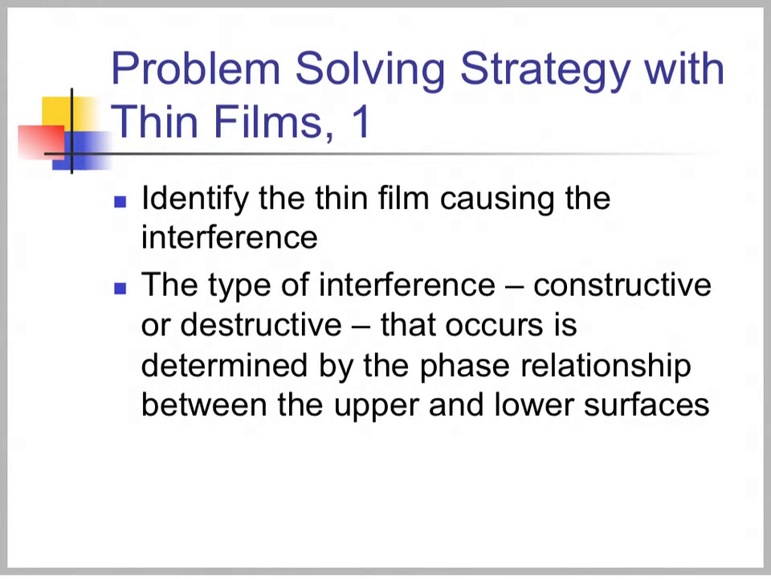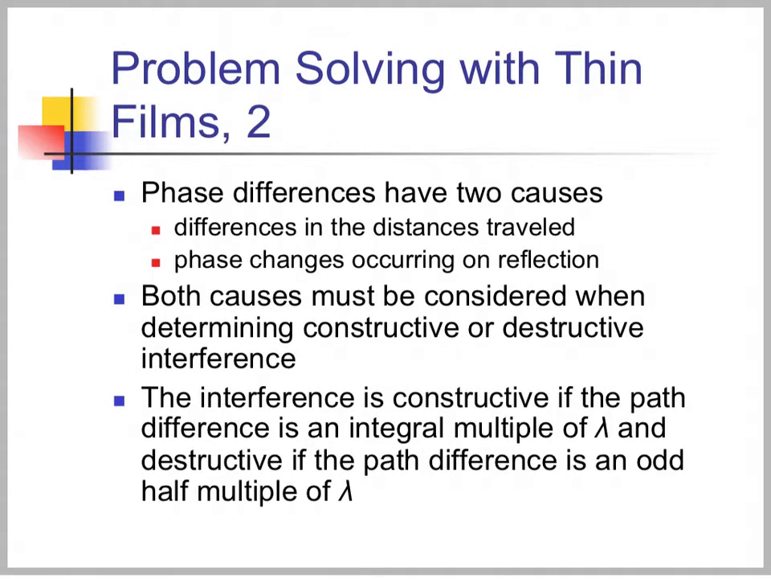So how do we solve problems with thin films? First, identify what the thin film causing the interference is. Look at the type of interference, constructive or destructive, that occurs, and that's determined by the phase relationship between the upper and lower surfaces. Phase differences have two causes: differences in distances traveled and phase changing on reflections. Both causes must be considered when determining the constructive or destructive interference. The interference is constructive if the path difference is an integral multiple of lambda, or the wavelength, and destructive if the path difference is an odd half multiple of lambda.